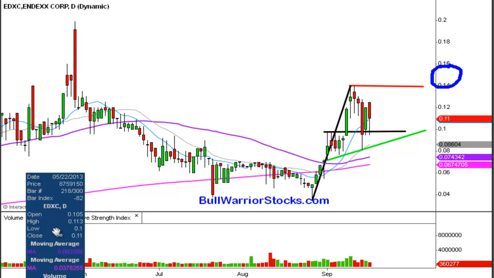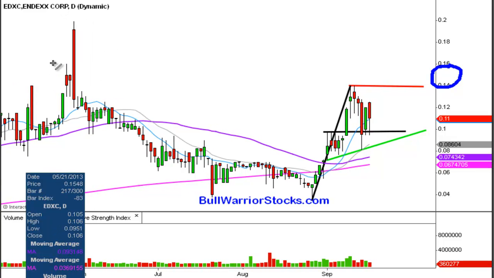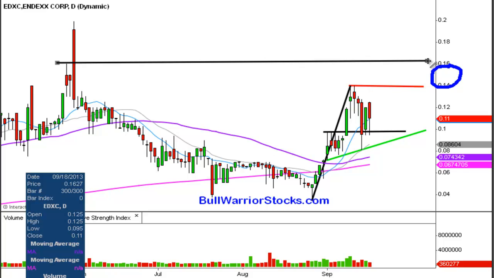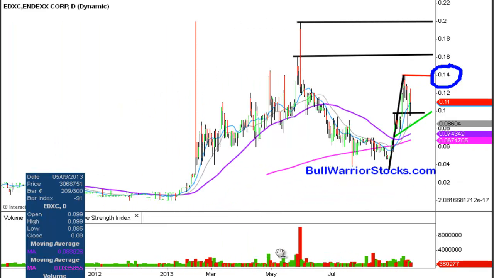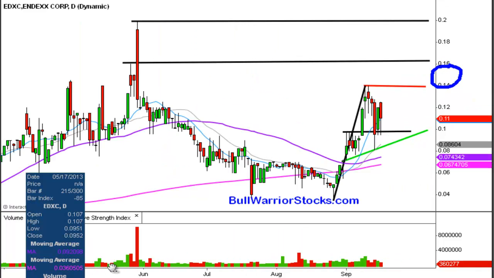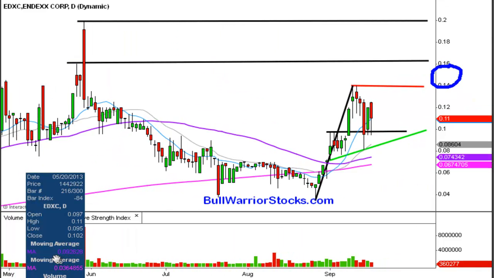But if 14 cents can be broken, then the next level of resistance is not until up there at 16, or a little bit above 16 cents, right there at 16 cents. And then after that, the next level is not until way up there at 20 cents. And after 20 cents, let me scrunch up again, you can see that the price enters into blue sky breakout territory. So lots of upside potential here, lots of room where the bulls can get moving.